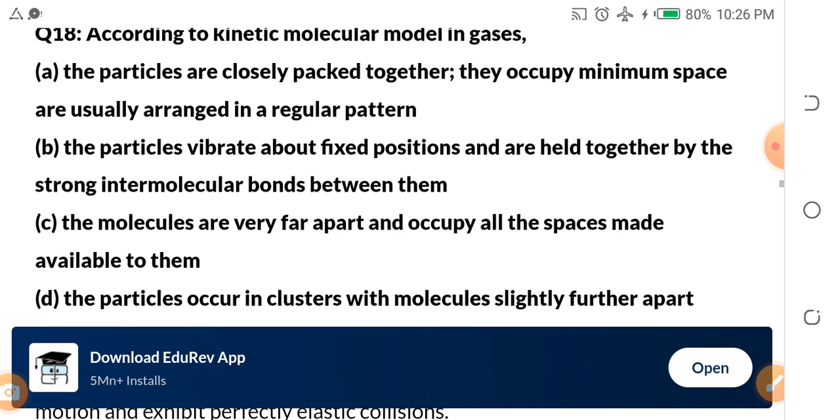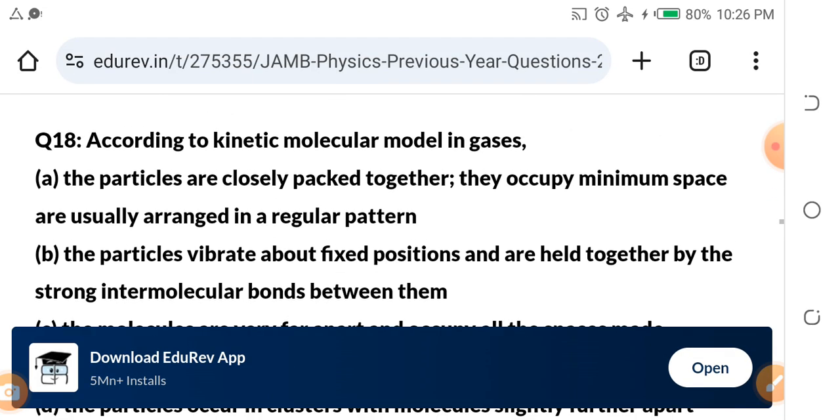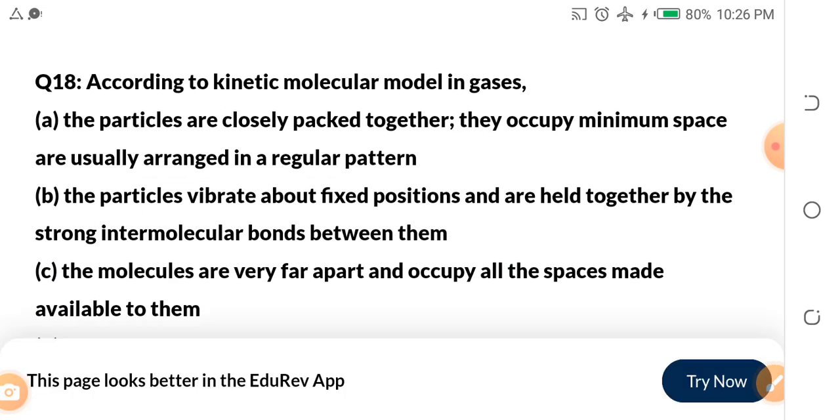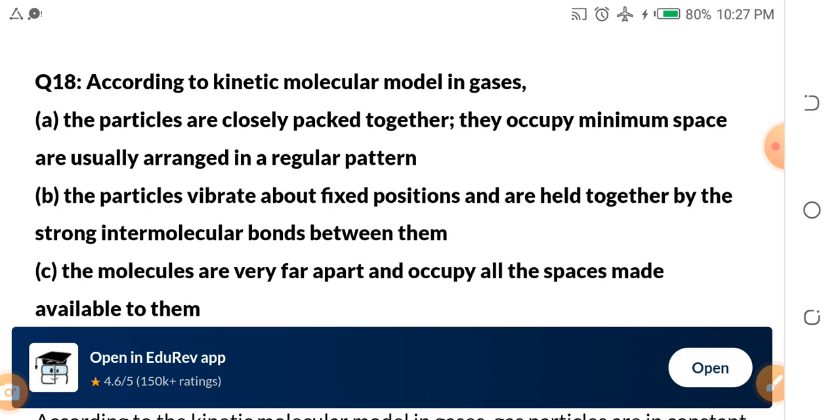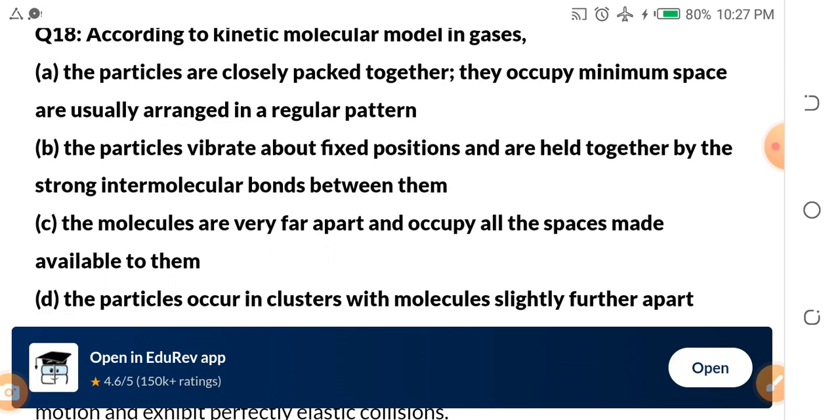I want you to pay critical attention to this question 18. It's always coming out. According to the kinetic molecular model in gases: A, the particles are closely packed together, they occupy minimum space, and are usually arranged in a regular pattern. B, the particles vibrate about fixed positions and are held together by strong intermolecular bonds between them.